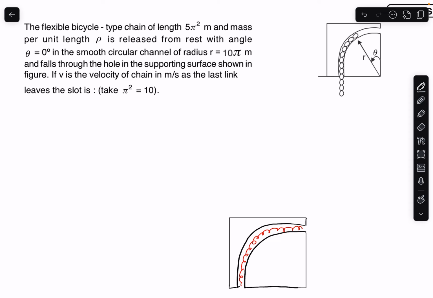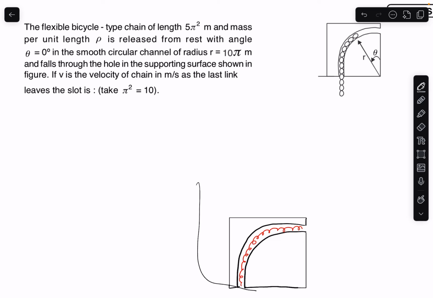The flexible bicycle type chain of length 5π² and mass per unit length ρ is released from rest with angle θ equal to 0 degrees in the smooth circular channel of radius r equal to 10π meters and falls through the hole in the supporting surface shown in the figure. If v is the velocity of the chain in meters per second as the last link leaves the slot, then we have to find the value of v. We have to take π² as 10.